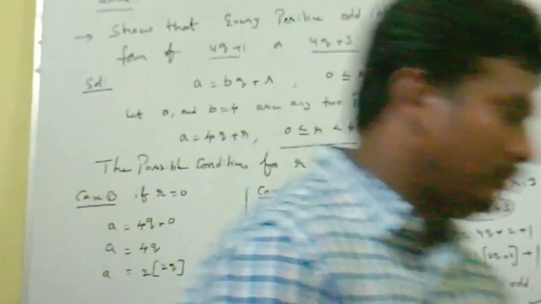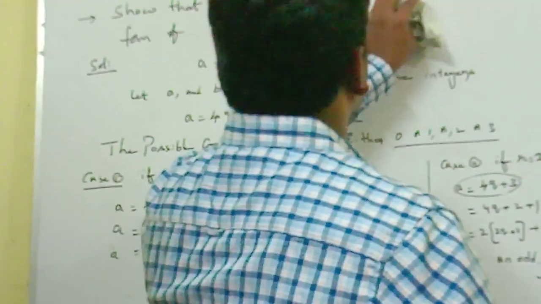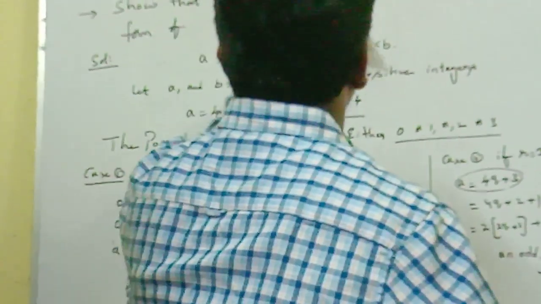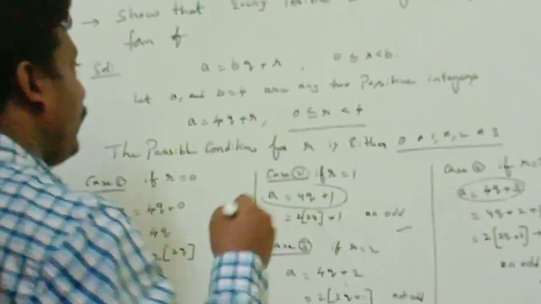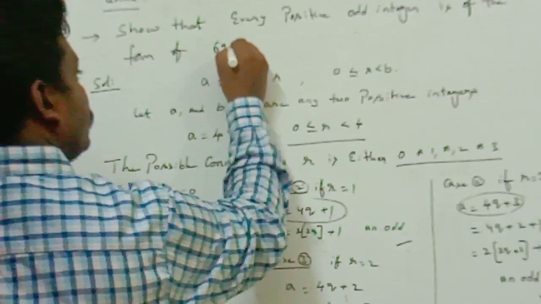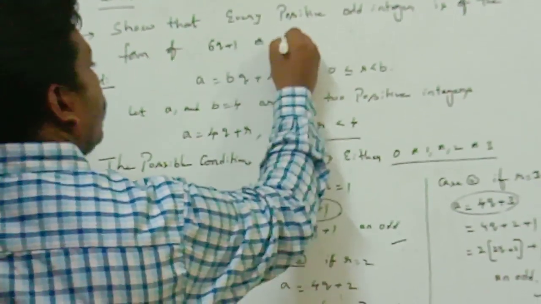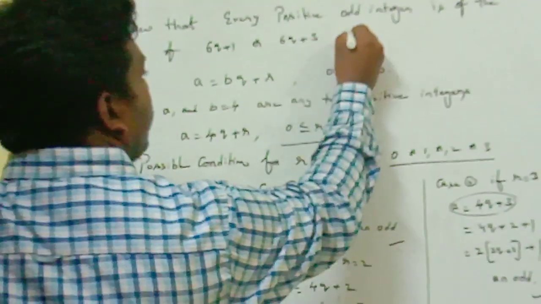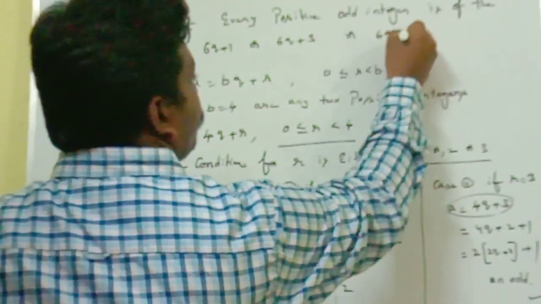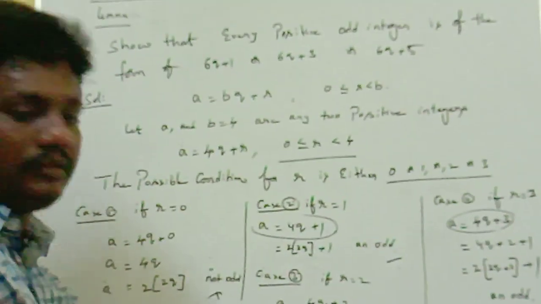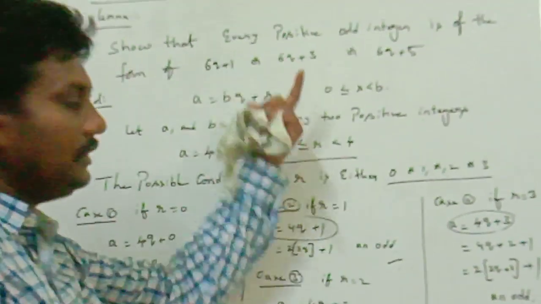So like this we have to prove so many questions. So every positive odd integer is of the form, you can practice this one, 6q plus 1 or 6q plus 3 or 6q plus 5. Same like this question also. So this question also we have to prove in this method.